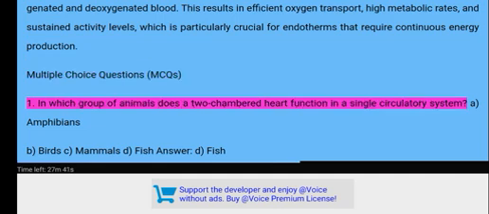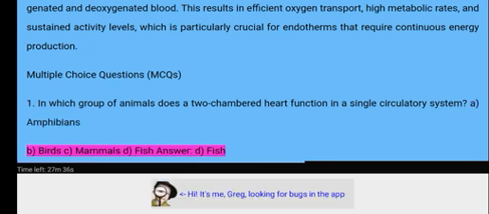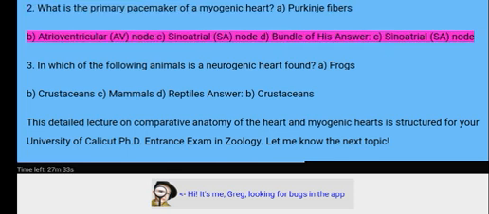1. In which group of animals does a 2-chambered heart function in a single circulatory system? A. Amphibians. B. Birds. C. Mammals. D. Fish. Answer: D. Fish. 2. What is the primary pacemaker of a myogenic heart? A. Purkinje fibers. B. Atrioventricular AV node. C. Sinoatrial SA node. D. Bundle of His. Answer: C.